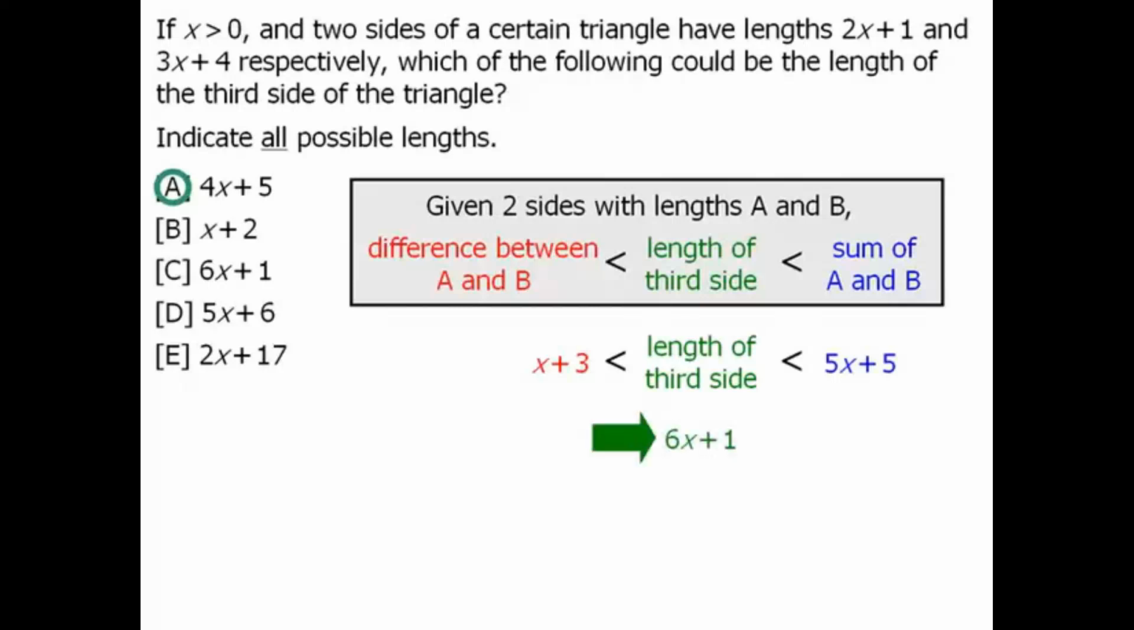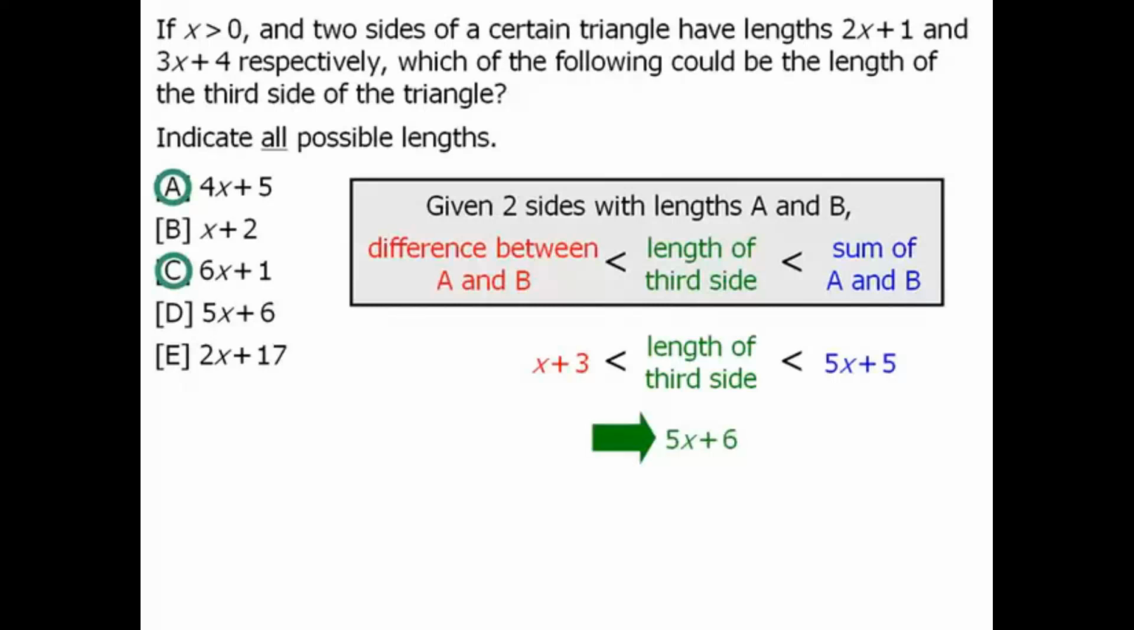What about answer choice C? Is 6x plus 1 greater than x plus 3 and less than 5x plus 5? The answer is sometimes. For example, when x equals 1, 6x plus 1 does fall within that range. However, when x equals 10, 6x plus 1 does not fall within this range. Now, the question asks us to find possible lengths. So since it is possible for 6x plus 1 to fall within this range, answer choice C is possible.